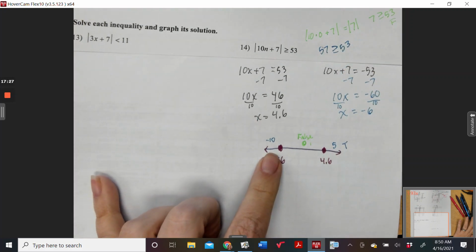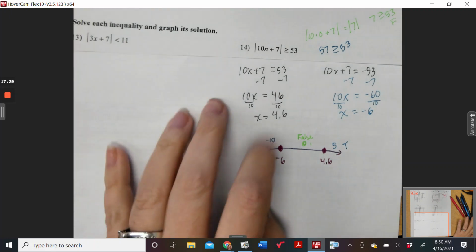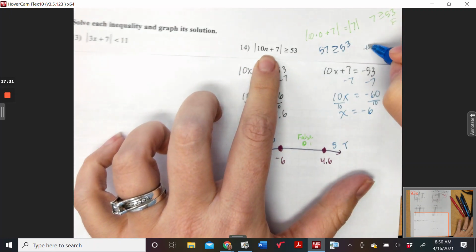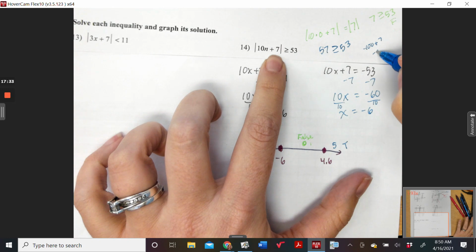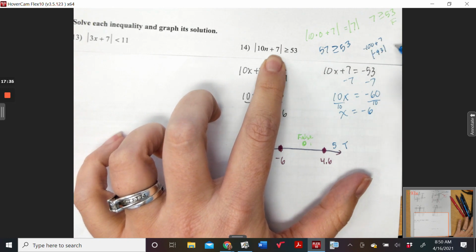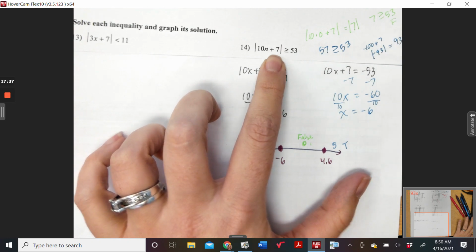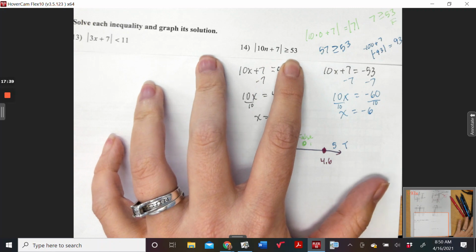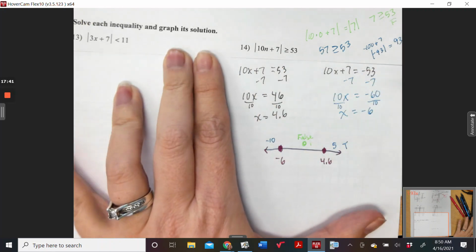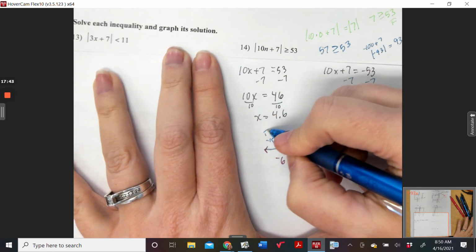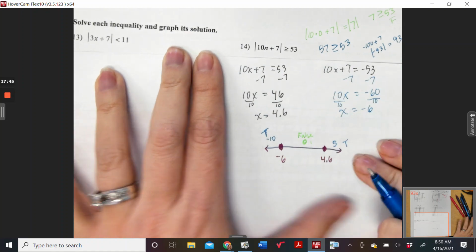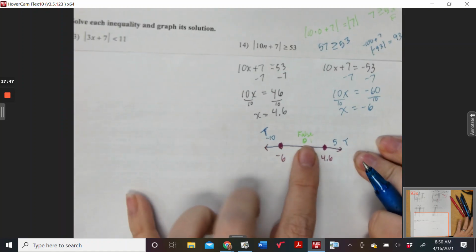Okay. Negative 10. Negative 10 times negative 10 is negative 100. Plus 7 is negative 93. The absolute value of negative 93 is 93, and 93 is larger than 53. So this one is also true. So we have these two are true, and that one is false.